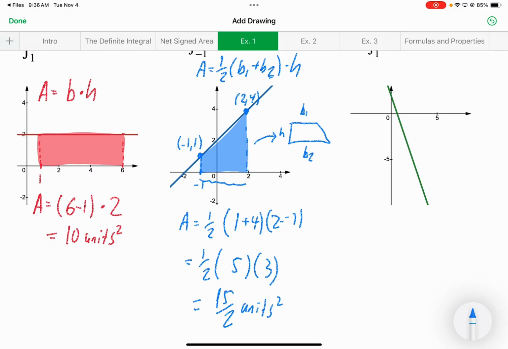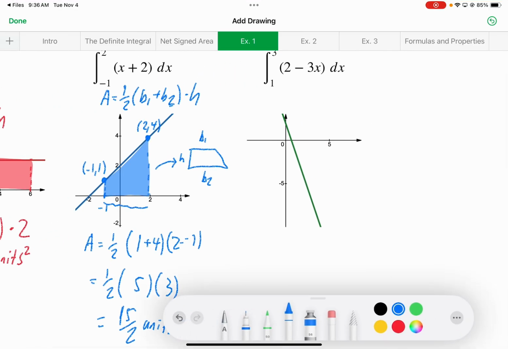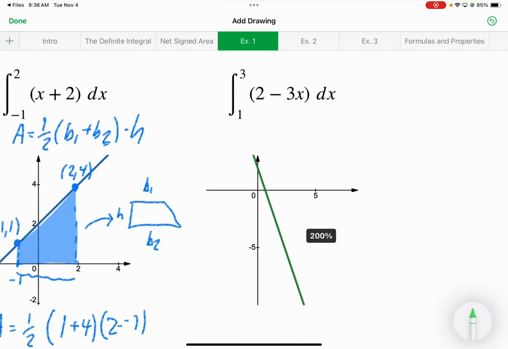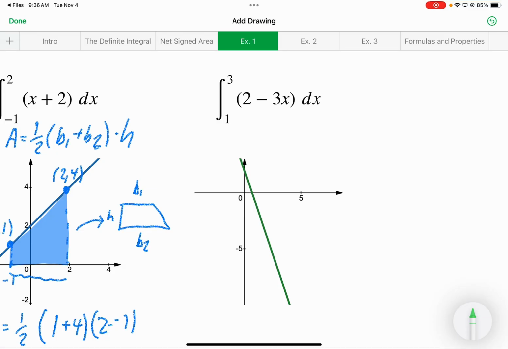Let's do the last one on this slide, and then there's many more. All right, so the integral from 1 to 3 of 2 minus 3x. Okay, so 1 is like here, because if we plug in 1, 2 minus 3 is going to give us -1. So that's actually this value here. And then 3, let's just say that's like here. It gives us this value down here. So this would be 3. If I plug in 3, I get -7. And if I plug in 1, I would get -1.